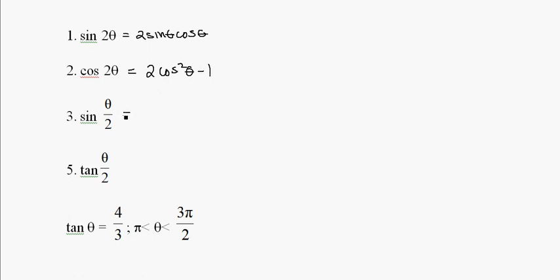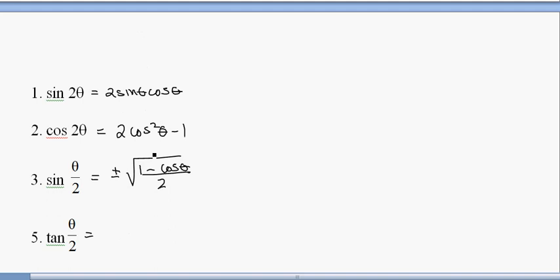trig values. Half angle sine is plus or minus the square root of 1 minus cosine of theta all over 2, and we'll deal with the plus or minus in a minute. Half angle tan is sine theta all over cosine theta plus 1.